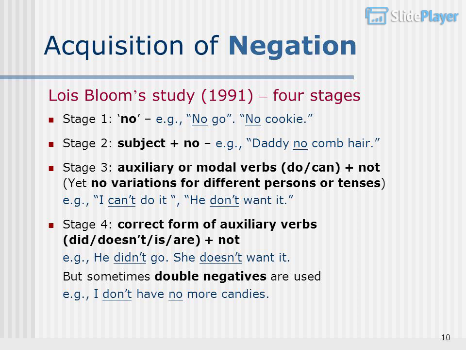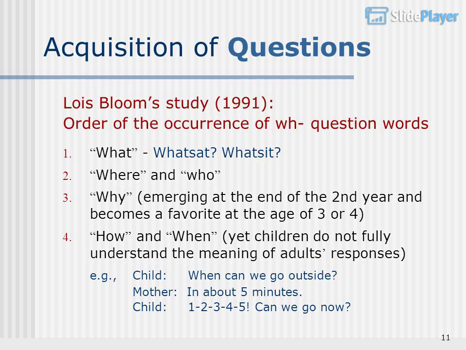Stage 4, correct form of auxiliary verbs, didn't/doesn't/isn't/aren't, plus not. For example, he didn't go, she doesn't want it. But sometimes double negatives are used. For example, I don't have no more candies. Acquisition of questions.